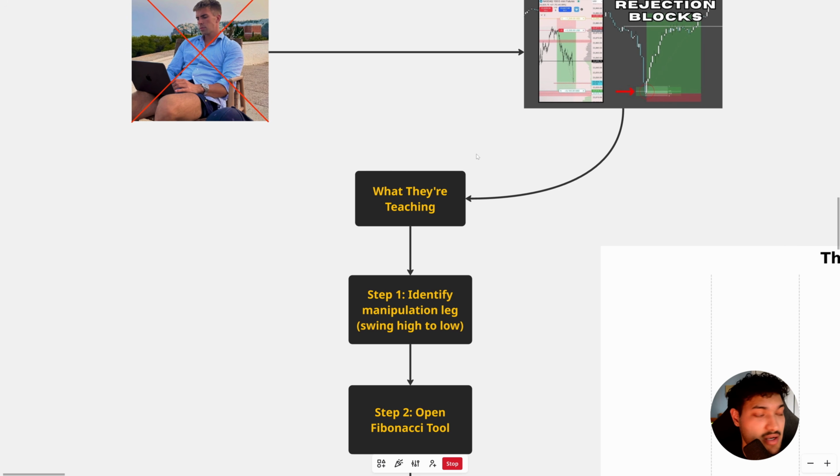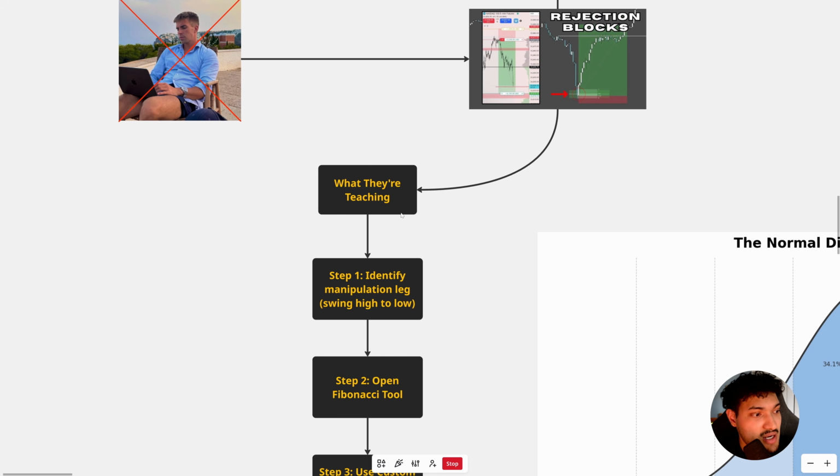And I made a little flow chart here on basically what they're teaching. So we're going to go step by step through exactly what people are doing when they say standard deviation on TikTok, on YouTube, whatever. And yeah, we're going to break this down, right?